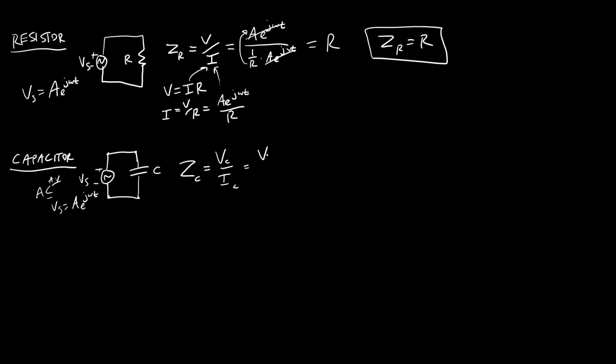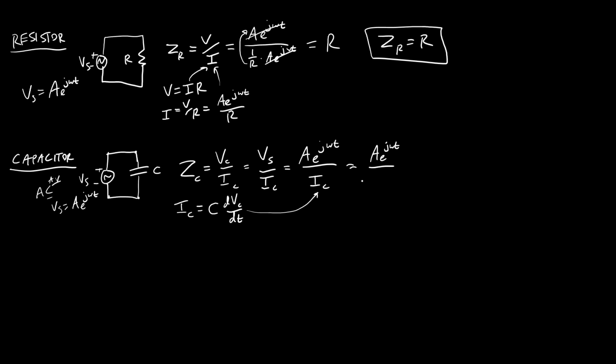So we can rewrite that as Vs over Ic, the current through the capacitor. We know that our voltage source is equal to A e^(jωt), over the current through the capacitor. And here we're going to write down our capacitor equation. Remember, capacitors are not resistors. Ohm's law does not apply to them. But we have the equation that the current through a capacitor is equal to C times the derivative of voltage across the capacitor. So we can plug that in here: A e^(jωt) over C dVc/dt.